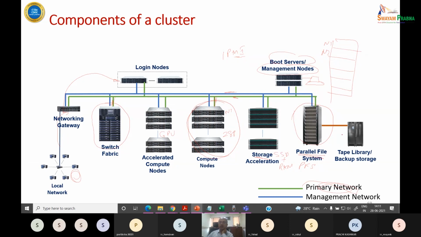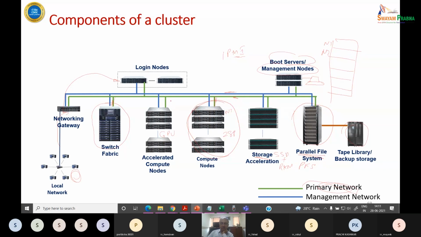And of course, there is a tape library for backing up data. Suppose you are based in Chennai and you want to send a huge amount of data here, which cannot be transferred over the network. You will send tape drives, they will be put in here, and the data will be loaded here. Those are the major components, and we will see a demonstration of this in the afternoon.